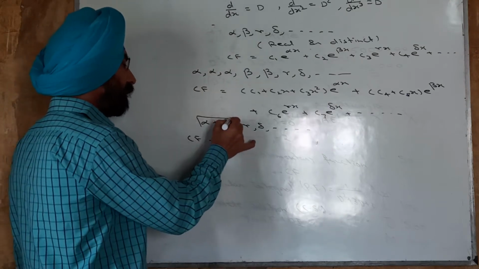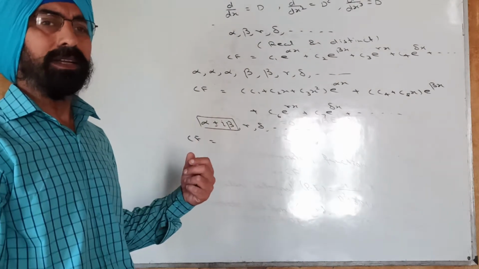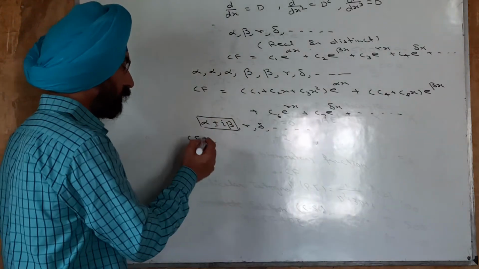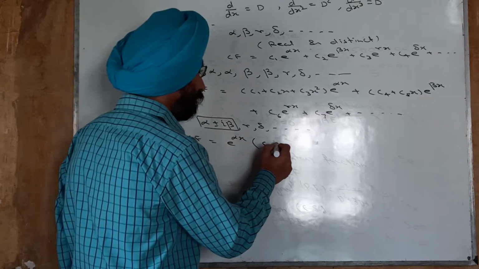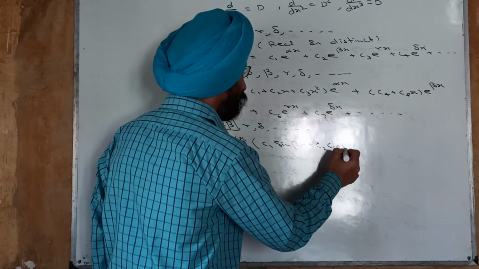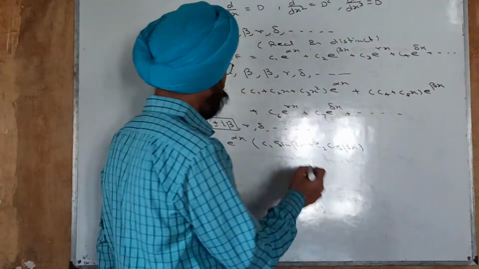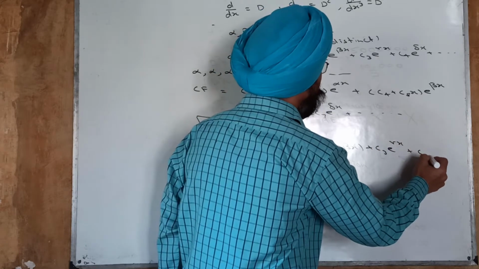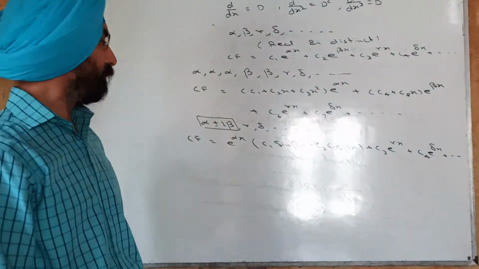Now this is alpha plus minus iota beta, 2 roots, they are complex conjugates of each other. The part of the complementary function due to these 2 roots will be e raised to the power alpha x, in the bracket you will have C1 sin beta x plus C2 cos beta x. Now since the rest of the roots are simple, for gamma you will get C3 e raised to the power gamma x, C4 e raised to the power delta x plus and so on if more roots are there.